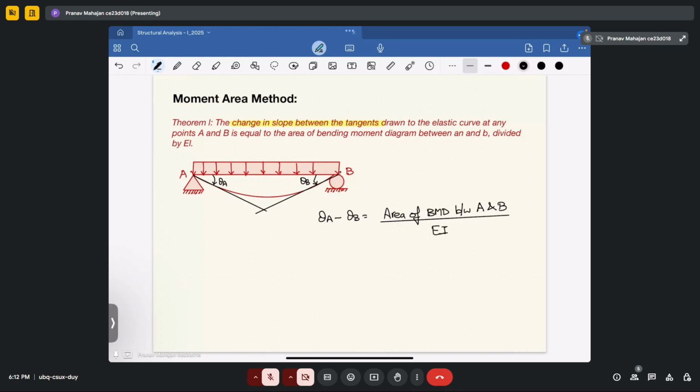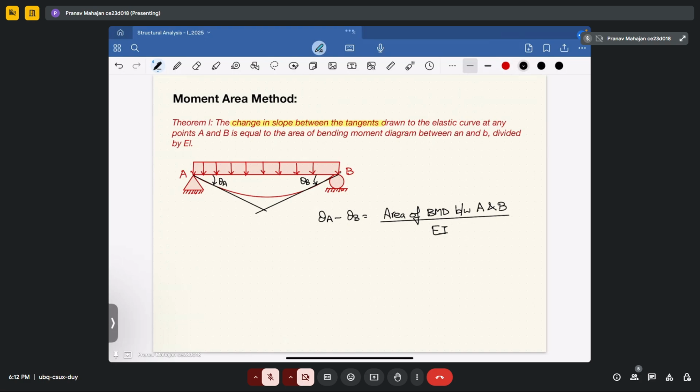So for what purpose will we utilize it? We will utilize it to determine the slope of the beam that is provided to you. Whenever you have to determine the slope of a section, you will take the area of the bending moment diagram between A and B, and then divide it by EI. It will give you the slope at that particular point. So how did it come?